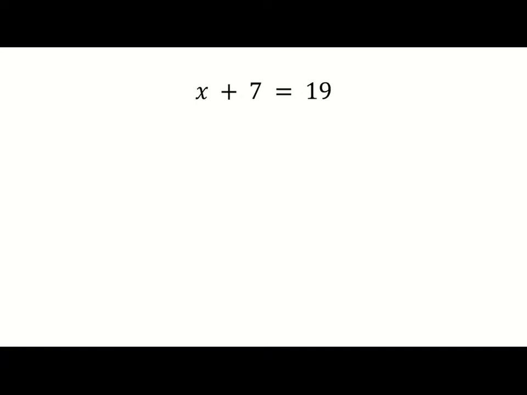So if we take a look at our first example, x plus 7 equals 19. Our goal when we solve equations is always to get the variable by itself. In this case, the x has a 7 being added to it. So we want to undo that adding 7 by subtracting 7 on both sides. Remember, when you solve an equation, whatever you do to one side, you have to do to the other side.